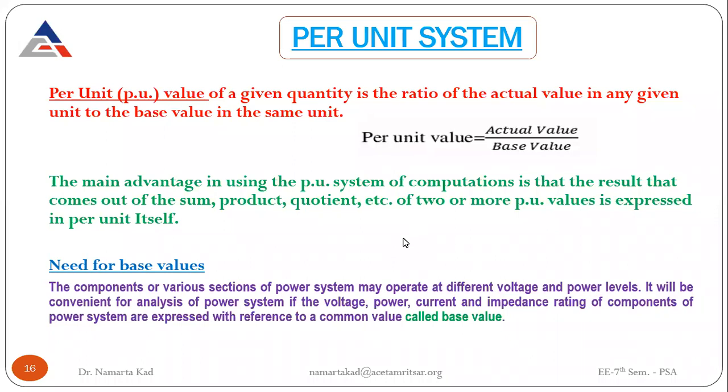But the simple advantage of using per unit values is to get a common unit for all the devices or all the sections of the power system. That is the main advantage, because a very large analysis is required for different devices. It becomes very complex if some sections have different units and other sections have different units. So we want all the devices to be in some common units. That's why per unit values are used for any power system analysis.